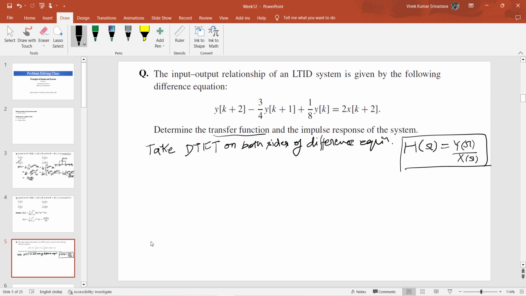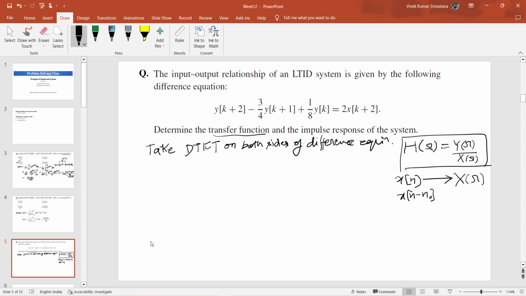Okay, so here we will consider one property of the DTFT, that is the time shifting property. As we know, suppose x of n is given to us, which is the input applied to this system. Let us suppose the Fourier transform corresponding to it is X of omega.